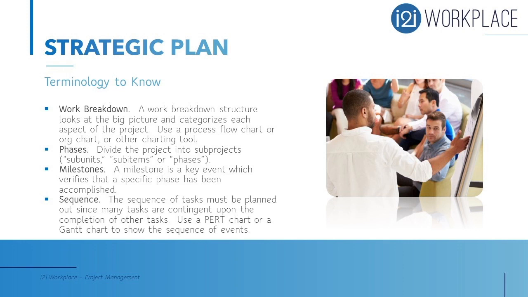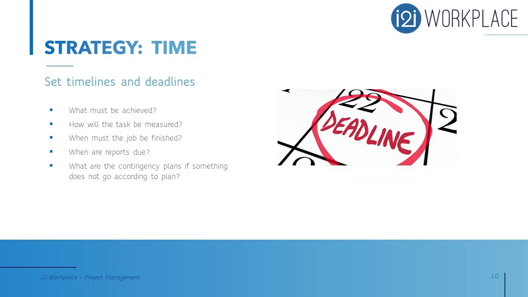A milestone is a key event which verifies that a specific phase has been accomplished. You'll also want to determine the sequence. The sequence of tasks must be planned out, since many tasks are contingent upon the completion of other tasks. PERT charts can be helpful. Gantt charts also work, so use tools that you'll find appropriate and that your team can use to keep everyone on track. Now it's time to examine the resources you have available in terms of time, people, and money.